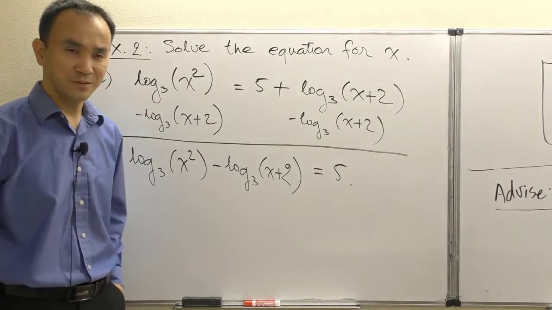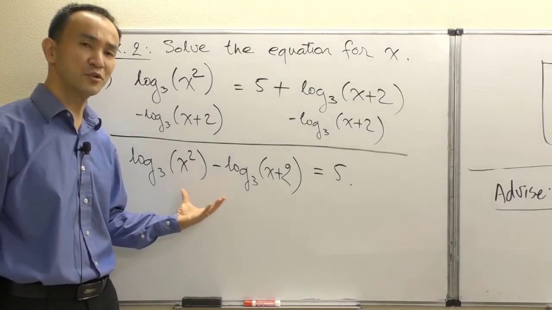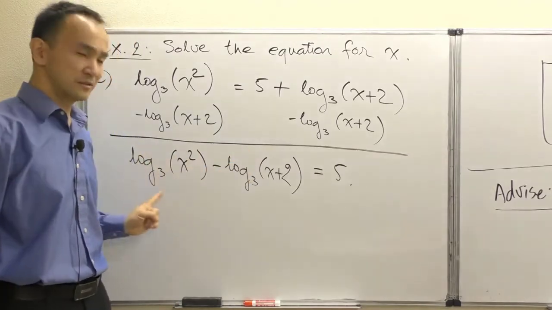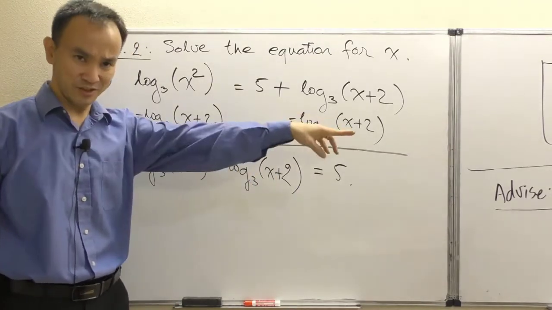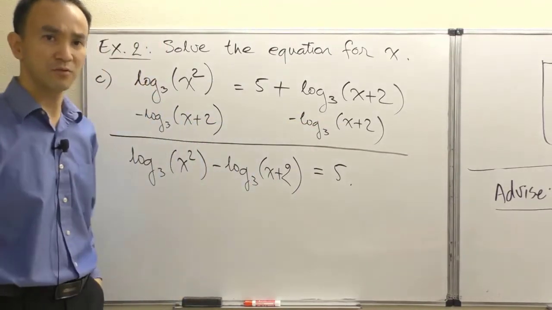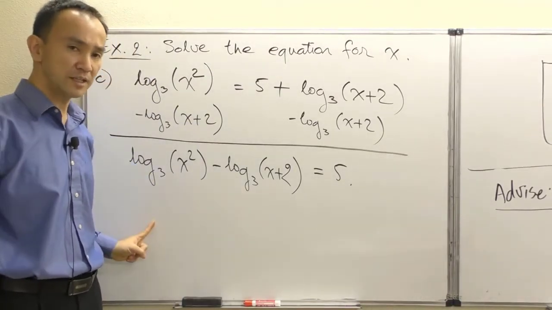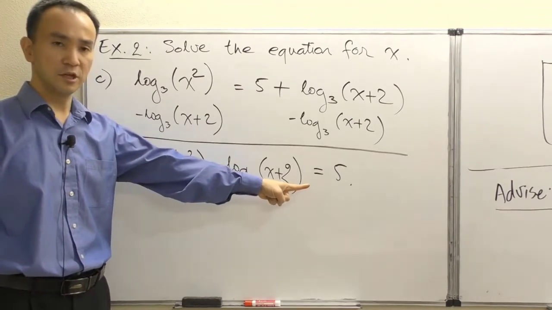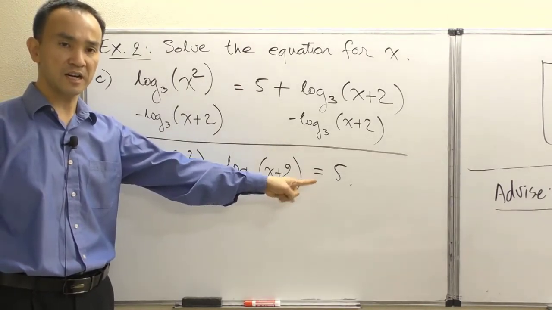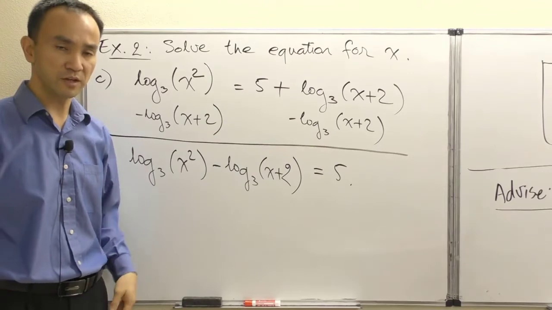Now let's check to see if my work here is aligned with the advice I gave earlier. It's already aligned with that. All log terms are now brought to one side. The only non-log term, that constant 5, is on the opposite side. We're good with that advice.